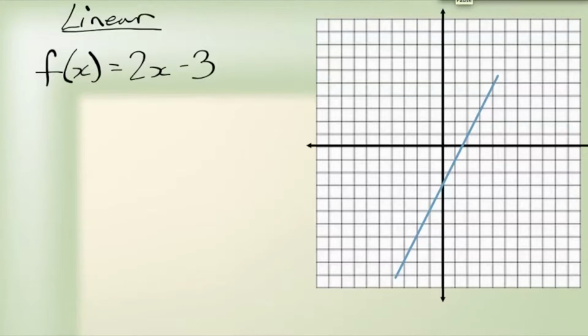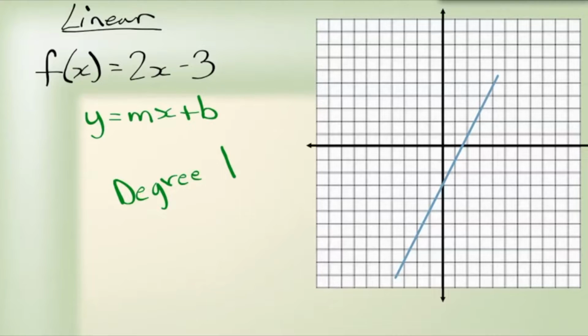A linear function is going to be a straight line on the graph when we draw it. As you can see, this follows the form y equals mx plus b. This one has a degree of 1, because that's the highest power of x. And that will always be a straight line of some sort.